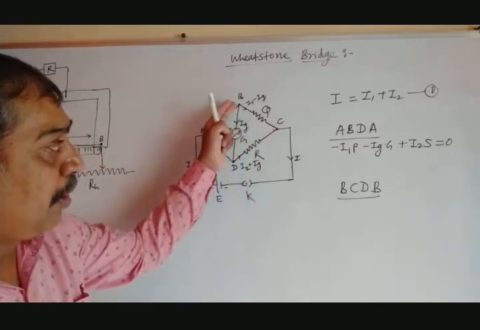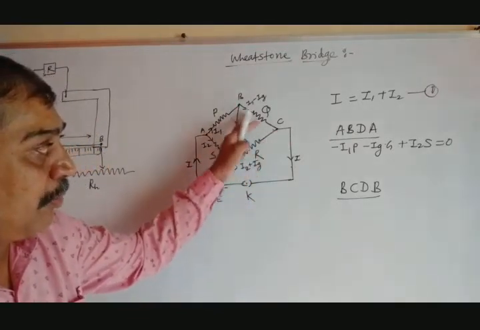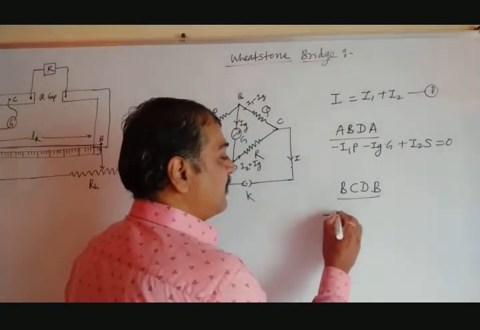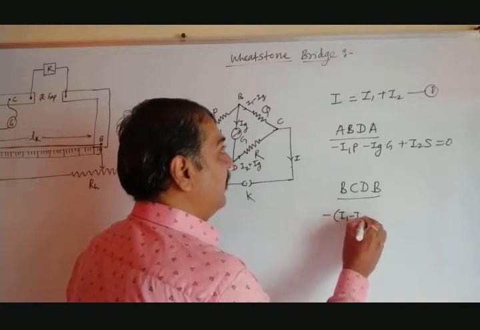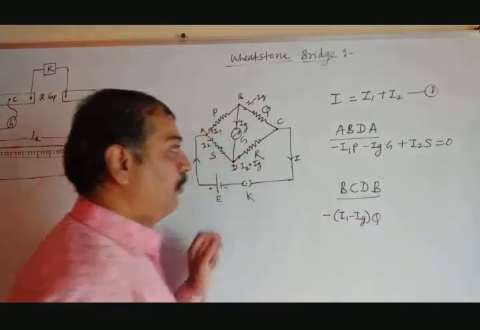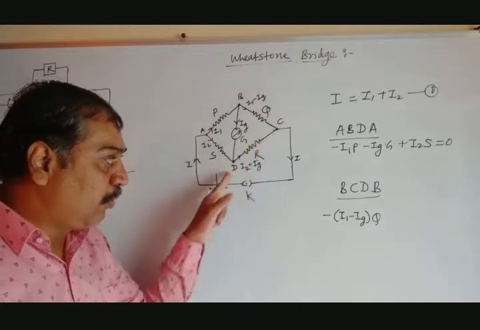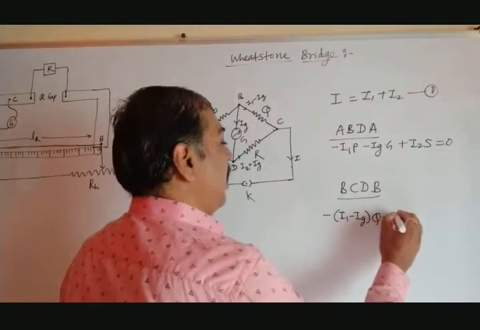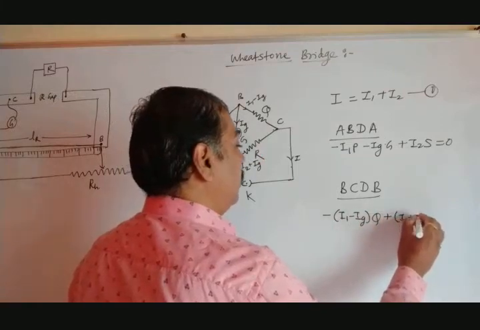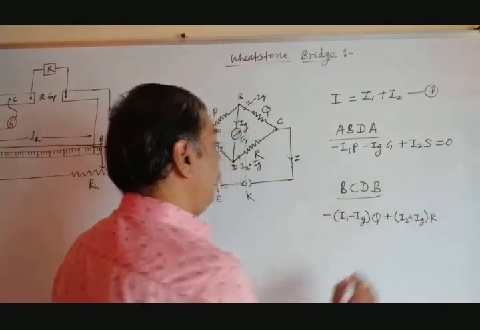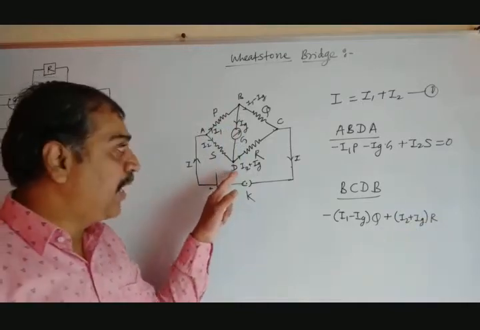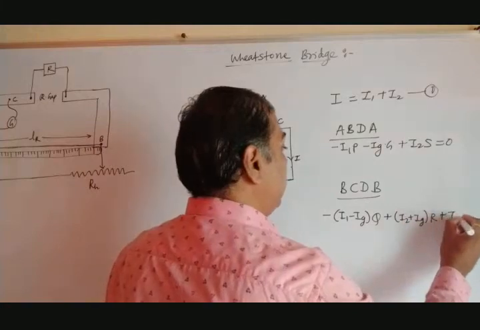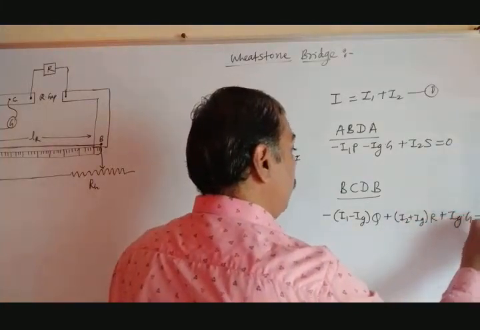BCDB. When we move from B to C, the direction of the loop is B to C and the current is moving in the same direction, so it is minus (I1 minus Ig) into Q. We reach C. Let's go from C to D. The current is moving in the opposite direction, so it is plus (I2 plus Ig) into R. We reach D. Move from D to B. We are moving in the opposite direction again, plus Ig into G equal to 0.